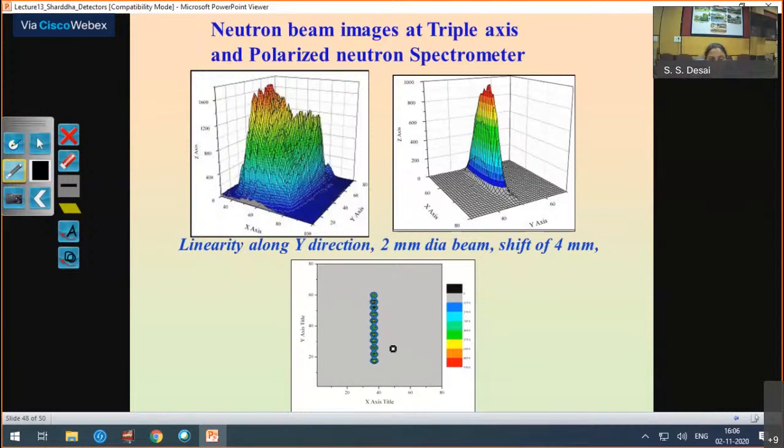This is again the linearity plot, exactly the way we have seen for the 1D PSDs: you can shift the detector in front of the beam and get the linearity plot for a 4 millimeter shift with a 2 millimeter diameter beam.